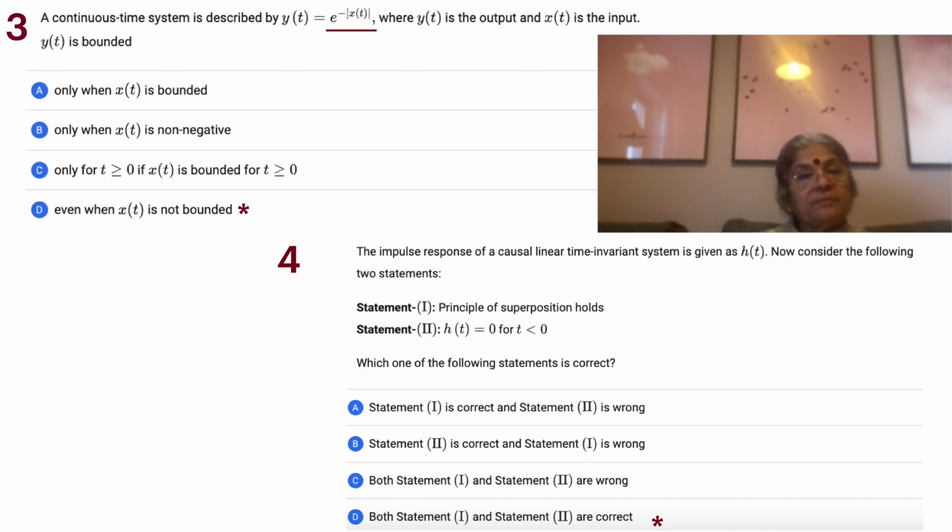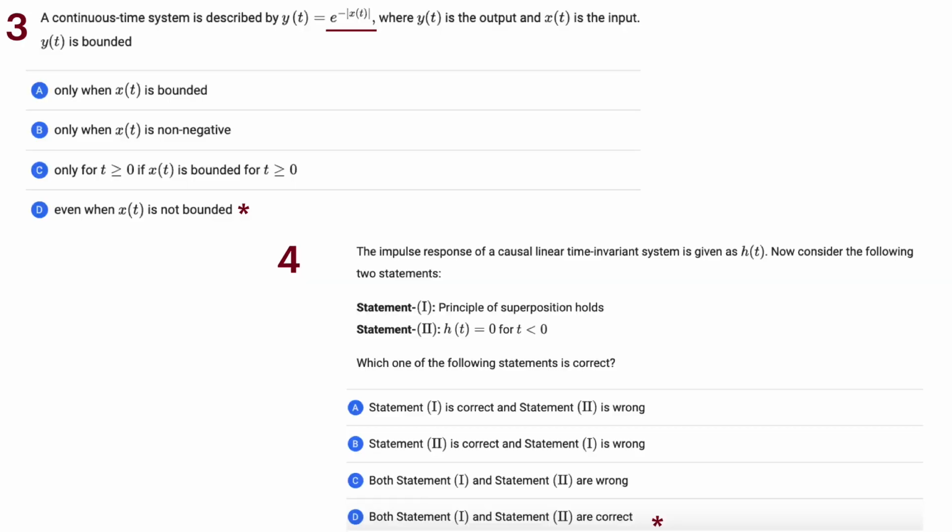So let's move to the fourth question, the impulse response of a causal linear time invariant system is given as h(t). A causal system means that the output is always going to be only after the input has been initiated, that is at t equal to 0 or beyond. Linear time invariant is the general system that we prefer to analyze. Why? Because linearity gives rise to superposition.